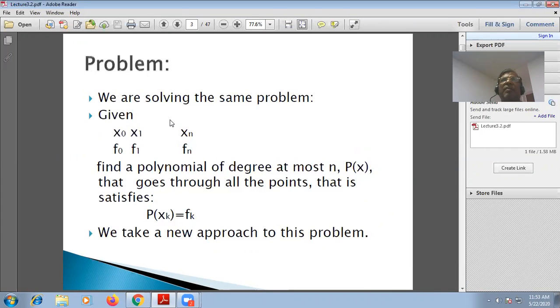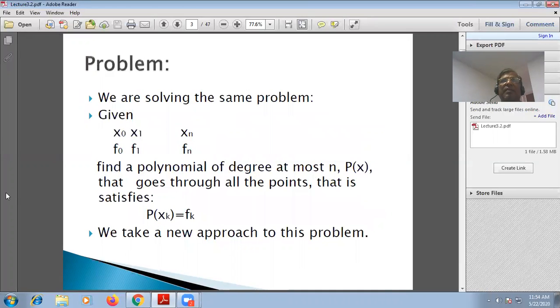Here is a problem. We are solving the same problem: given that the value of x naught is f naught, x1 is f1, xn is fn, find a polynomial of degree at most n, that is, maximum of order n, P(x), that goes through all the points and satisfies P(xk) equal to fk. Take xk equal to 0, 1, 2, 3, and then all these will be obtained.